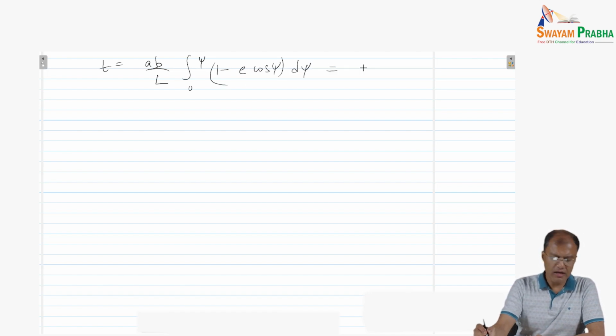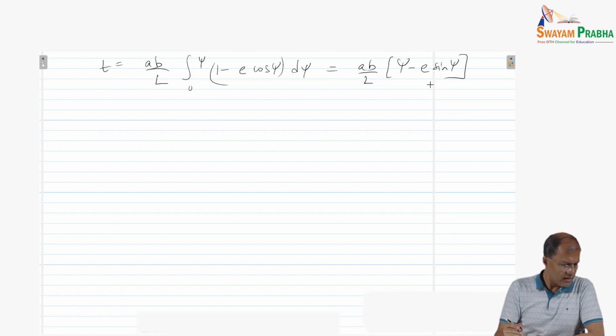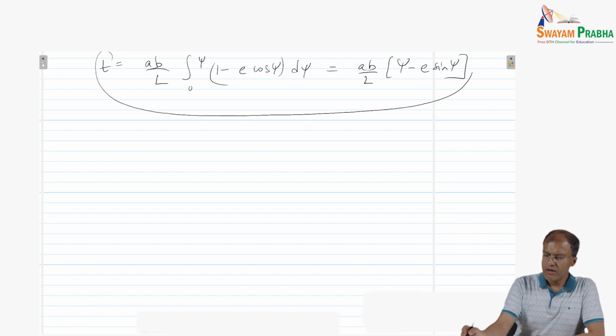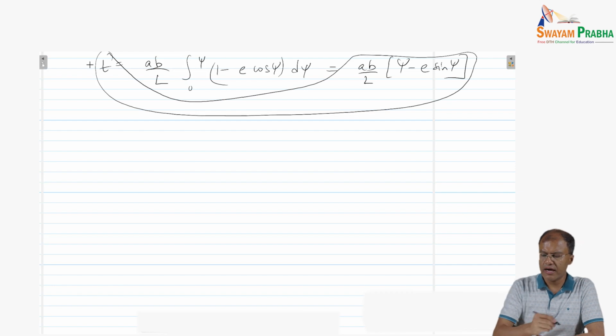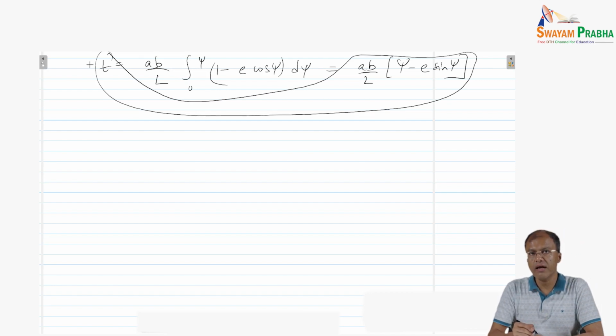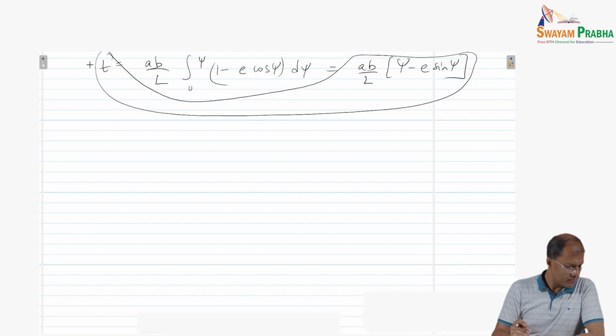And this is an easy integral, and we see that this is ab by L times psi minus e sine psi, right? And so that is my equation which relates the time to the angle subtended at the center, right? So typically this is also the equation of the path of the ellipse, but now the equation is in the form of the angle and the time, right? So what have we got here?